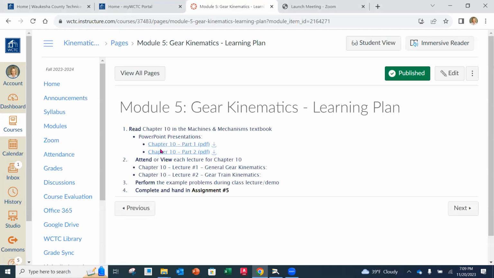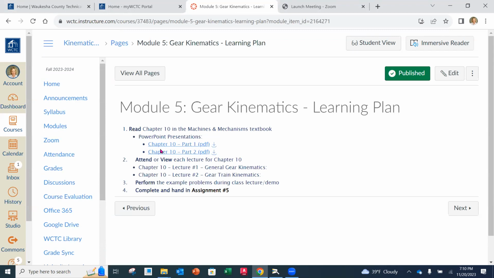The first part of the module is the learning plan. You'll notice that we have 2 PowerPoints here. They're going to be referencing chapter 10 in our textbook. I have a part 1 and a part 2, so we'll work through those. We'll see how far we get.